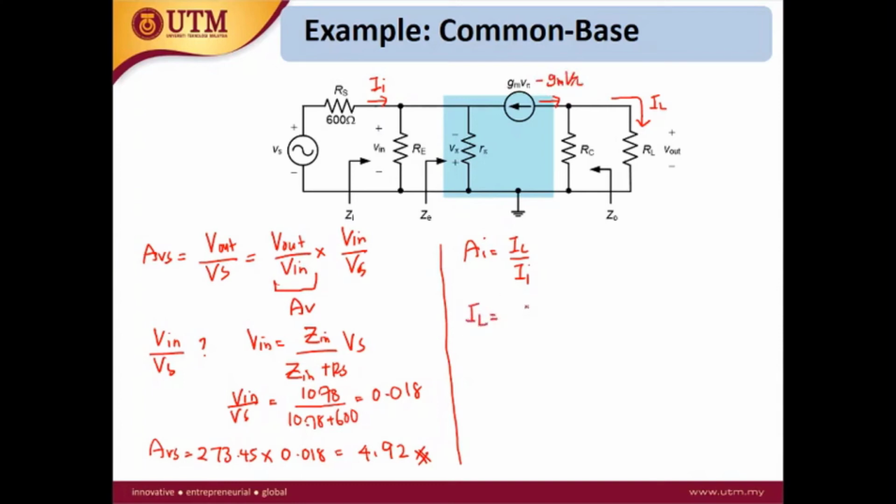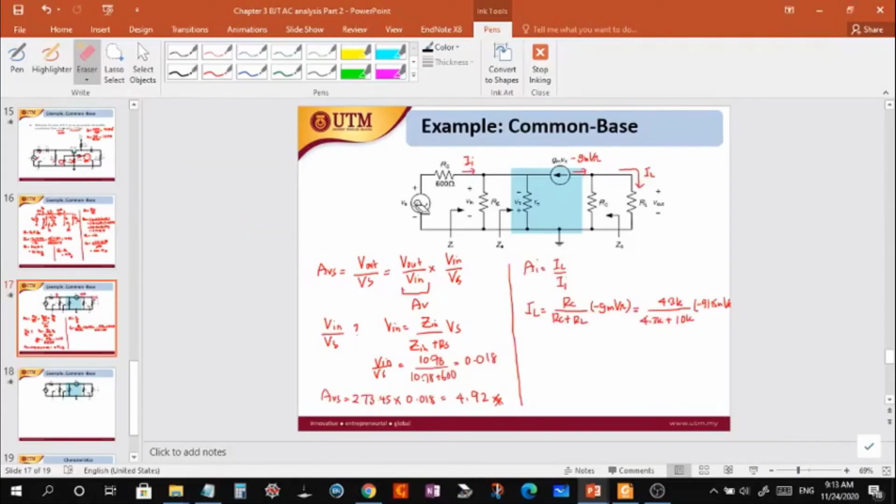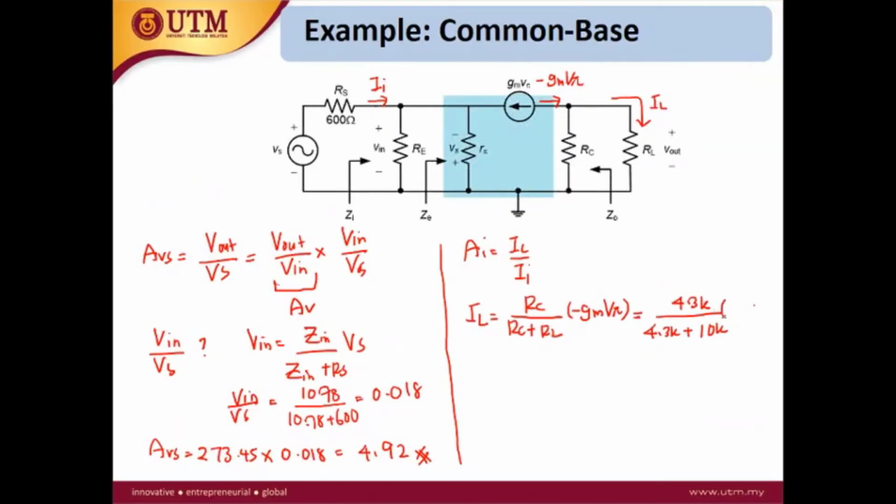So the IL will be RC over RC plus RL times negative gm V pi. So this is RC is 4.3K over 4.3K plus 10K. gm is 91.15 milli V pi. Oh, sorry. Let me rewrite this one. So this is 91.15 milli V pi. Okay, from this equation, you will get the IL is equal to negative 27.41 milli. This is V pi.